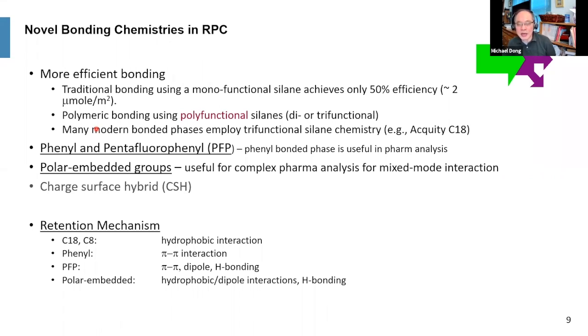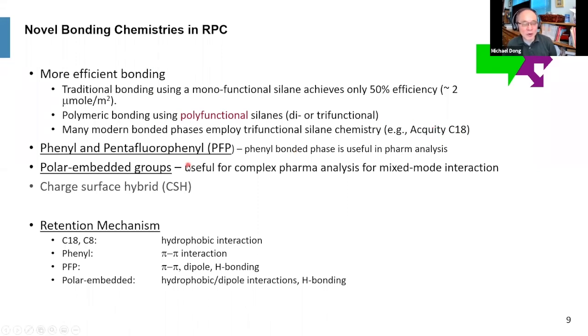And trifunctional silanes are actually much more popular. It seemed to give a higher pH range, right? So those are used in Acquity C18, right, in Waters' HPLC column. They're using trifunctional silane. I still think that the monofunctional silanes are much more reproducible, such as the one used in the ACE column. But more and more manufacturers are using trifunctional silane.